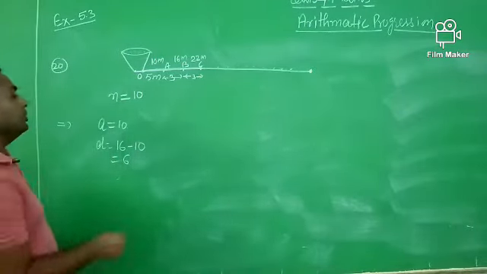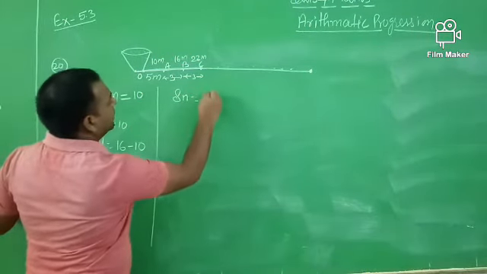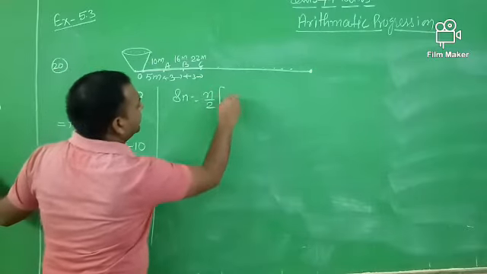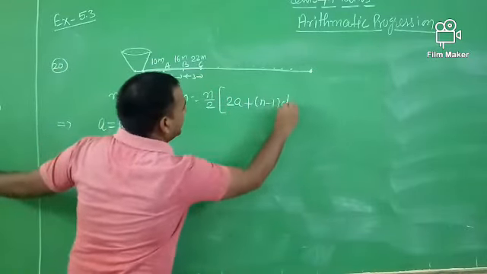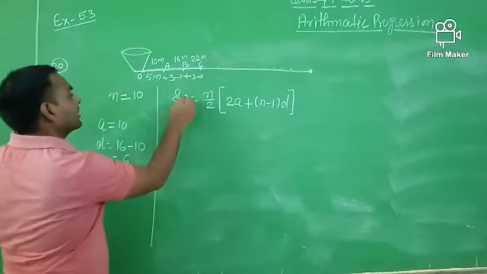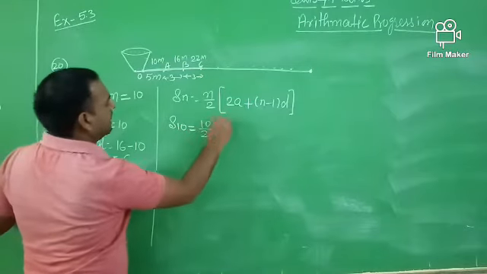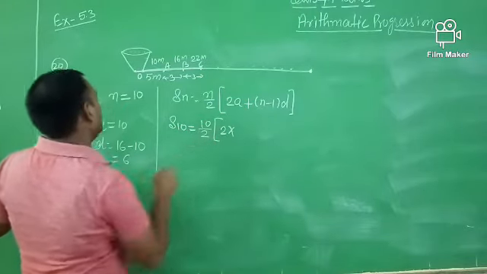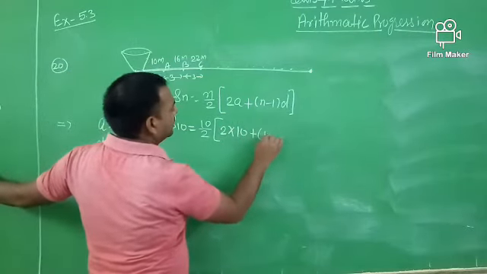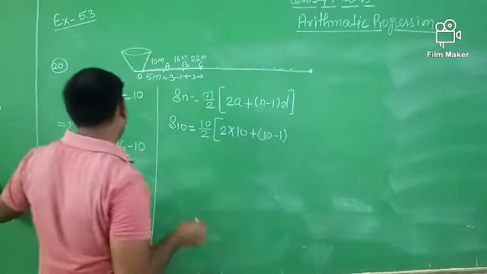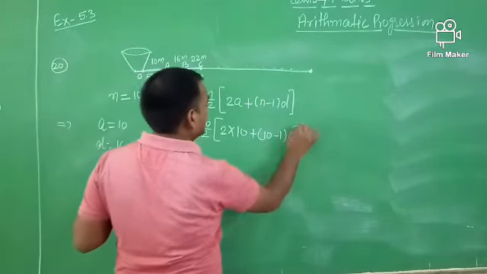Okay, so we solve. Apply the formula Sn is equal to n by 2 bracket 2a plus n minus 1 into d. The total number of potatoes is 10, so S10 is equal to 10 by 2 bracket 2a, where a, the first term, is 10, plus n minus 1, where the number of terms n is also 10, and d, the difference, is equal to 6.